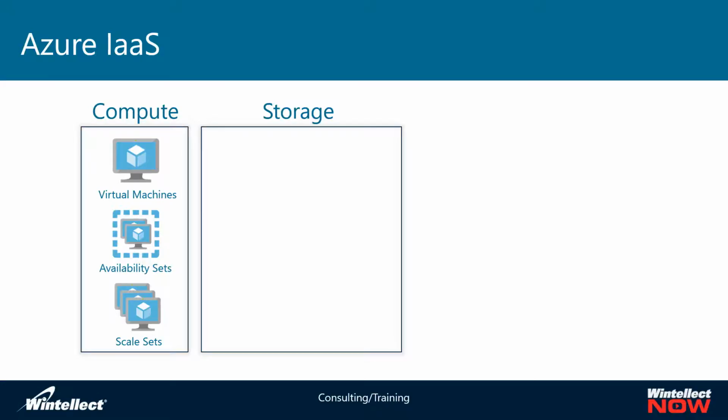Now, storage is related to virtual machines, but not inextricably linked to it, because there's multiple kinds of storage on Azure Infrastructure as a Service. The first one is file storage. Now, file storage is the ability to have the file service on Azure that you can use as a mount point or a map drive on a virtual machine in Azure.